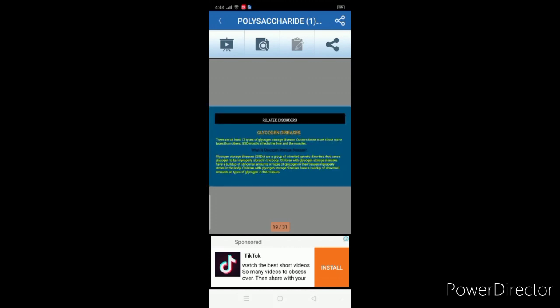Related disorders: glycogen storage disease. There are at least 13 types of glycogen storage disease. Doctors know more about some types than others. Glycogen storage disease mostly affects the liver and the muscles. What is glycogen storage disease? Glycogen storage diseases are a group of inherited genetic disorders that cause glycogen to be improperly stored in the body.